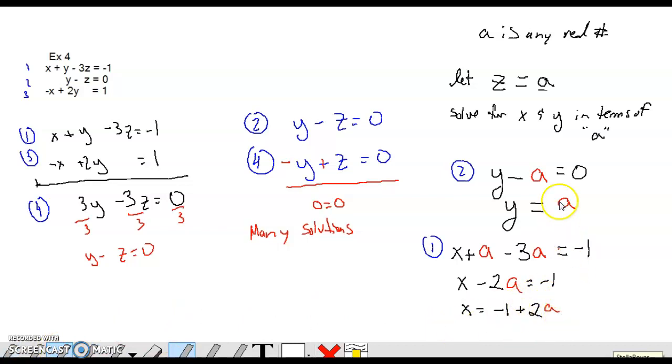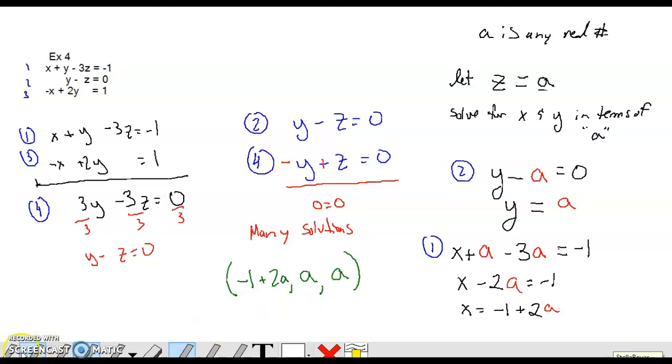So again, now if I plug in a value for a, I will get the z, the y, and the x. So when I write my solution, instead of saying many solutions, I'm going to write it as an ordered triple. So -1 plus 2a, and then my y is an a, and my z is an a. So now I can say, what is a solution?